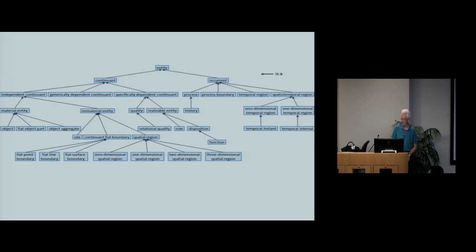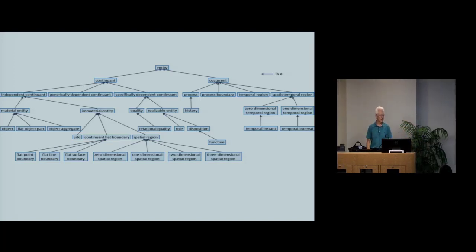Something else in relation to that slide with system architecture? I am wondering why dependent continuant isn't generically dependent continuant and specifically dependent continuant, aren't they just children of dependent continuant? Yeah, good question. That means I don't have an answer. Okay.